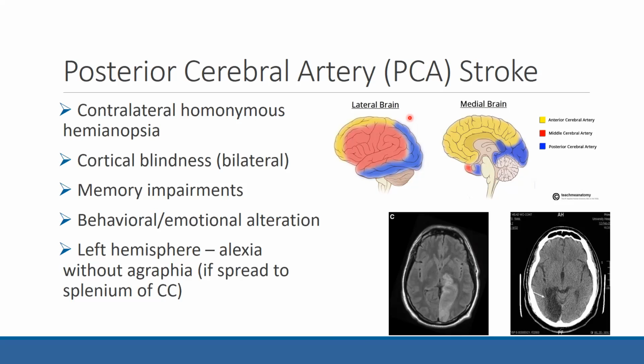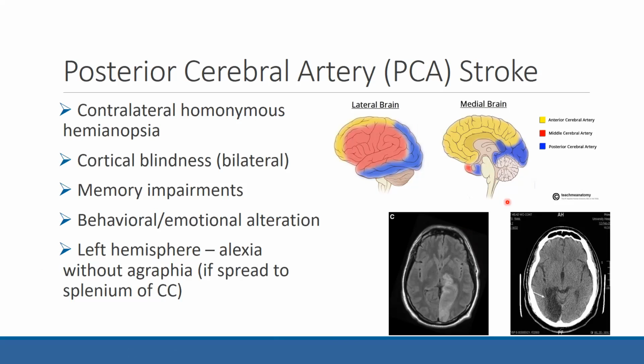So these patients might have an exaggerated fear response. They may have a lot of paranoia that really gets in the way of them recovering and interacting with their loved ones. So while we think of posterior as mostly being a visual problem, we want to remember that the PCA perfuses the medial temporal lobes. And so we may expect to see some cognitive and behavioral deficits that come from that impact as well.